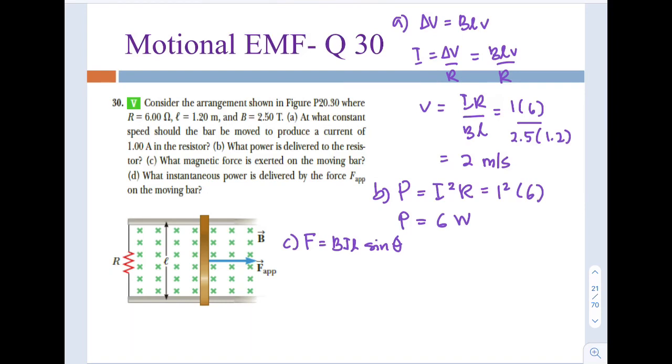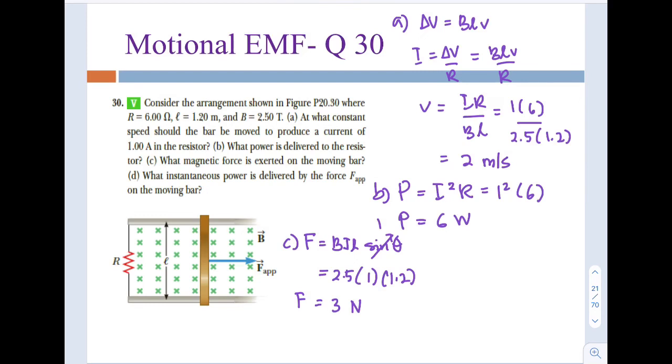The angle between the length and the B is 90 degrees, so sin 90 is 1. And then you have F equivalent to 2.5, the current is 1, and then the length is 1.2. Right? That is going to give you 3 Newton as the answer for the magnetic force.